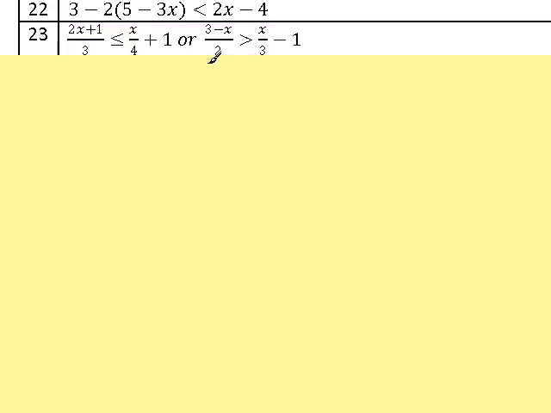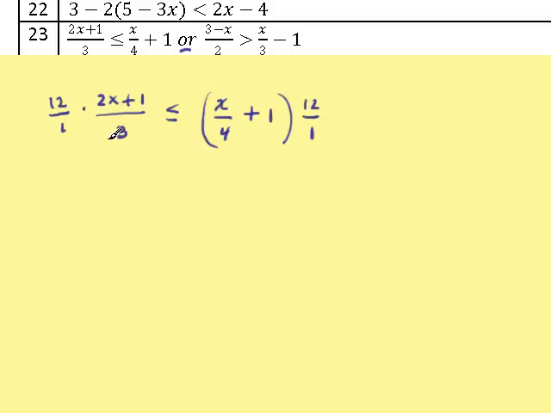Here we have two inequalities separated by an or. We'll solve separately, each one. First, let's eliminate these fractions on the left. Let's multiply both sides by 12, since both 3 and 4 will divide into 12. So let me write that over here. We're going to do 12 over 1 times 2x plus 1 over 3 less than or equal to x over 4 plus 1, and again we're multiplying by 12 over 1.